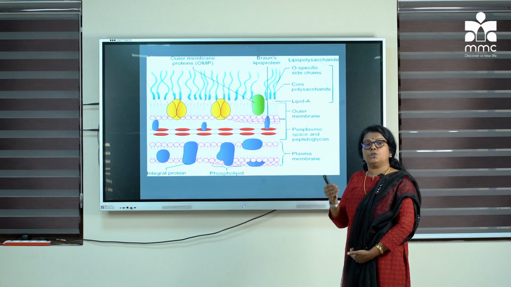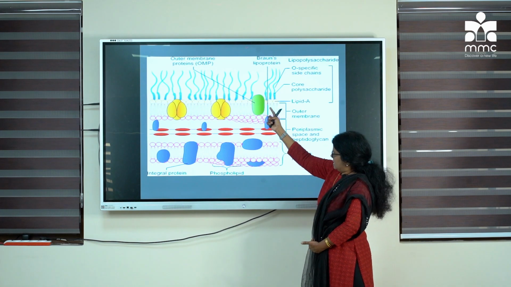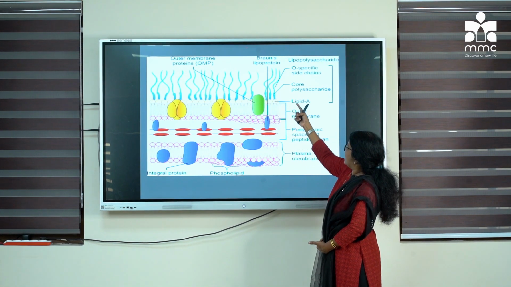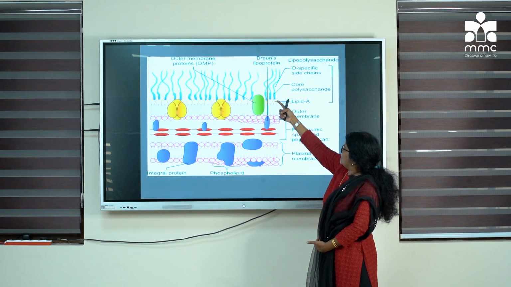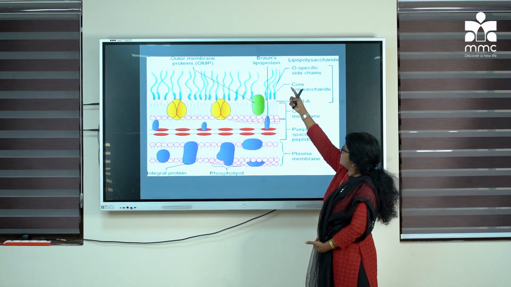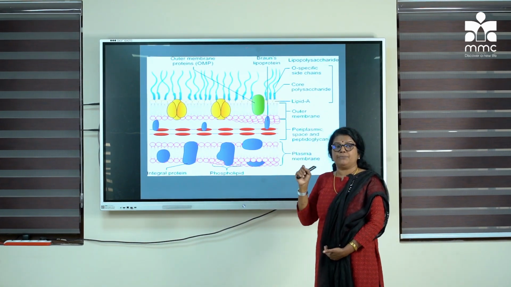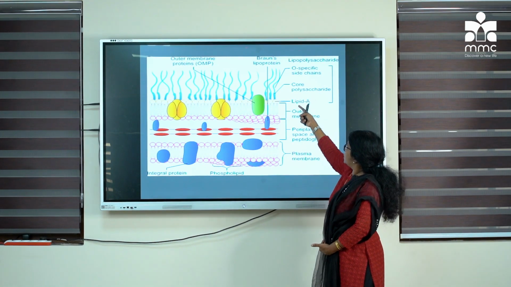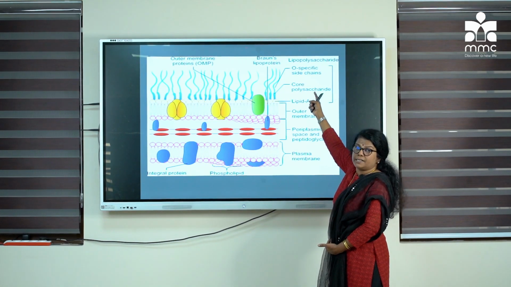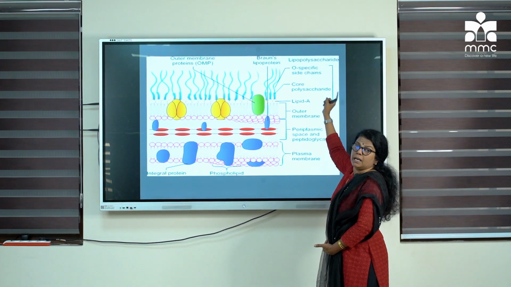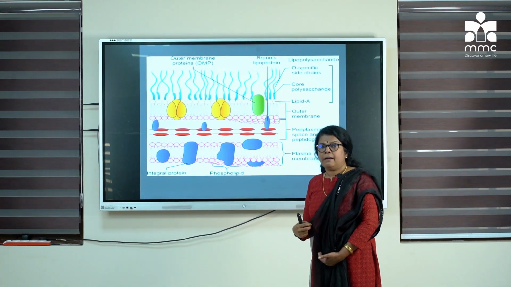Lipopolysaccharide again has got 2-3 different components. This yellow colored round or spherical structures are lipid A, and just above that you can see the core polysaccharide layer, and the outermost hair-like structures are the O-specific side chains. So these three structures together, lipid A, core polysaccharide and O-specific side chains, form the lipopolysaccharide, which is very important in the case of gram-negative bacteria.